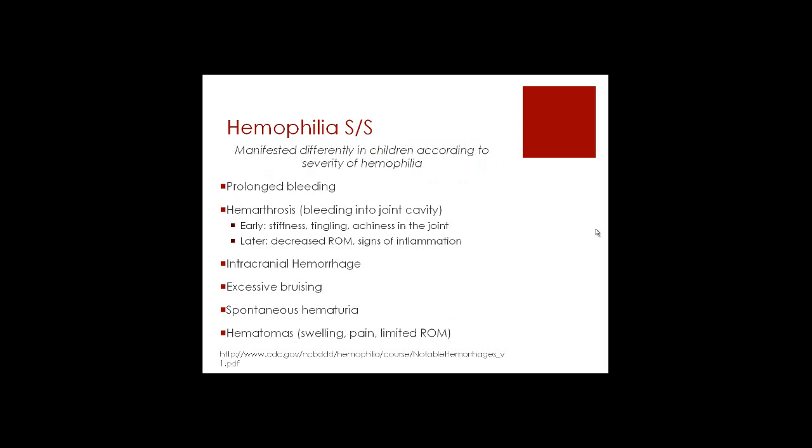So the signs and symptoms of hemophilia, like I said, will be manifested differently according to the severity and how much factor the patient has in their blood. But we'll see prolonged bleeding, bleeding into the joint cavity with hemarthrosis. In the early stage, you'll see stiffness, tingling, and achiness in the joint. Later, you'll see decreased range of motion and signs of inflammation.